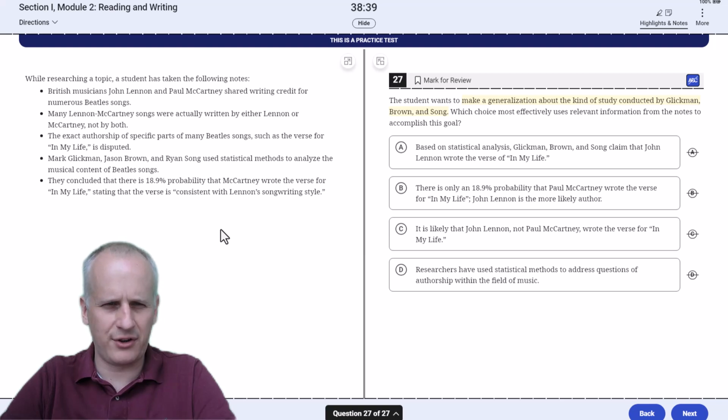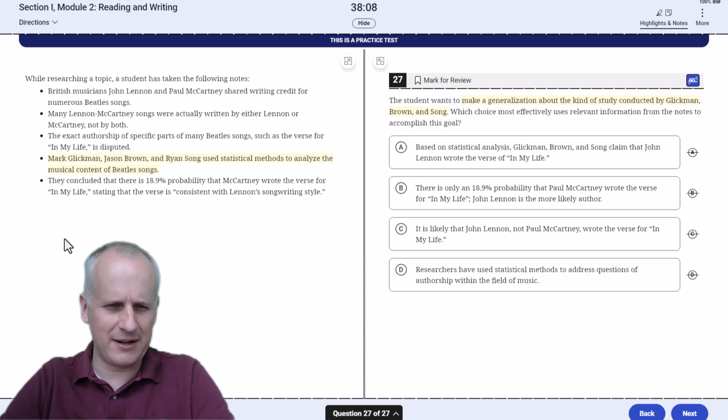Many Lennon-McCartney songs were actually written by either Lennon or McCartney, but not both. Again, this is about just background, not the study and how it was conducted. Next bullet, the exact authorship of specific parts of many Beatles songs, such as the verse for In My Life, is disputed. Again, this is just background. But now in bullet 4, Mark Glickman, Jason Brown, and Ryan Song use statistical methods to analyze the musical content of Beatles songs. We definitely want to highlight that because that is the kind of study that was used.